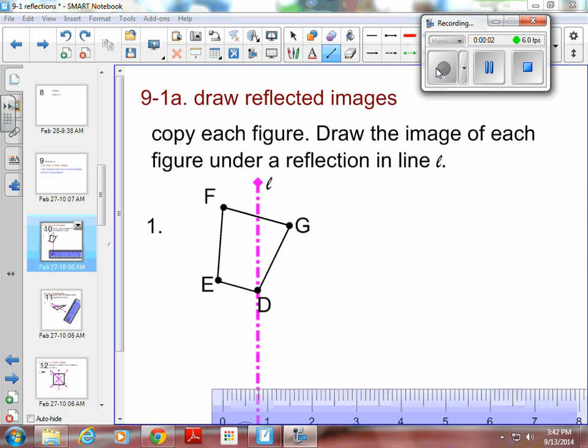Geometry, we're going to try to reflect some images. The first couple ones we're going to just reflect across a line. So if I want to reflect this quadrilateral across line L, I need to reflect each point.